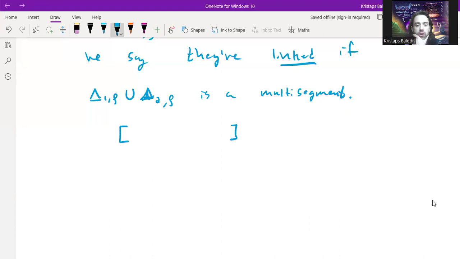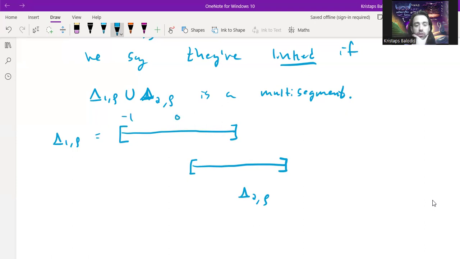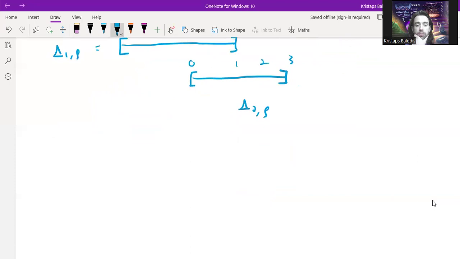In terms of pictures, it looks something like this. If we think about the intervals, it's a discrete set of numbers, not a literal real interval, but imagine our two segments like this. For instance, this could be -1, 0, and 1, and this could be 0, 1, 2, up to 3. So these are examples of linked segments.